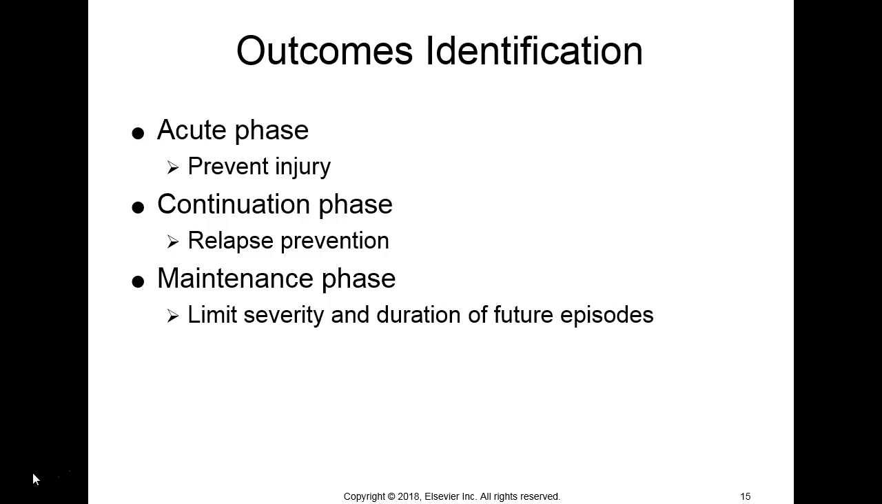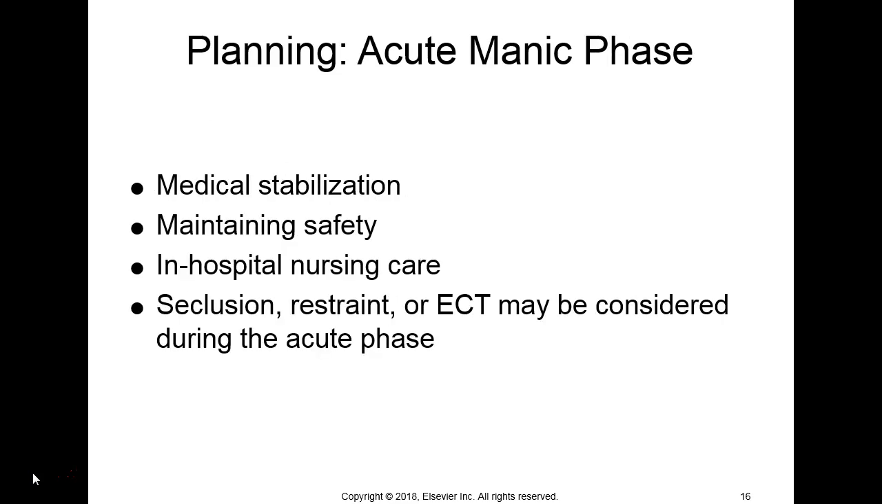And in that maintenance phase, you really want to keep people as stable as possible, and we want to limit the severity and the duration of future episodes, because of course if you have the illness, it's not going to just go away. It's a lifelong illness that can be managed, so we really want to limit how many full-blown mania episodes they have or how much full-blown depression they have. So planning, again, medical, stabilizing them, usually in the hospital when they're full-blown manic, maintaining safety, in-hospital nursing care.